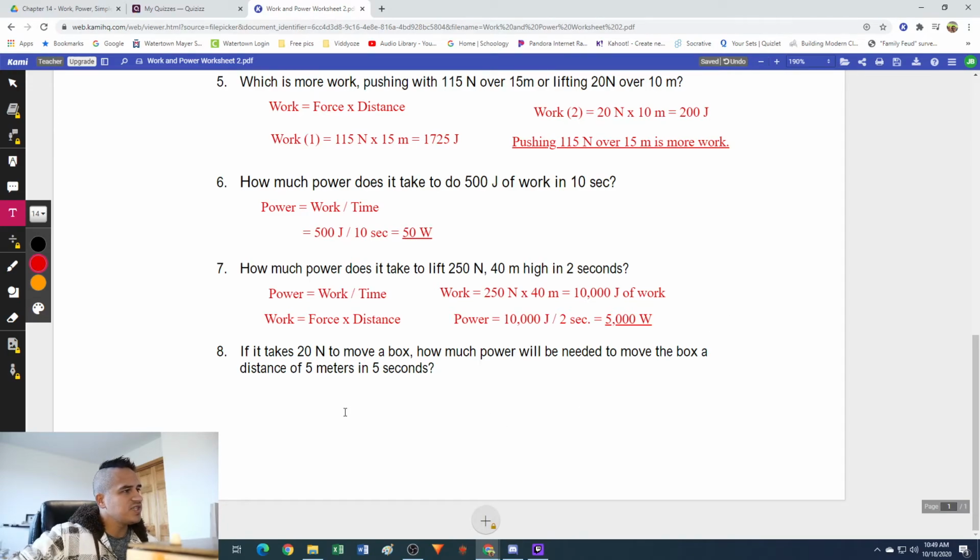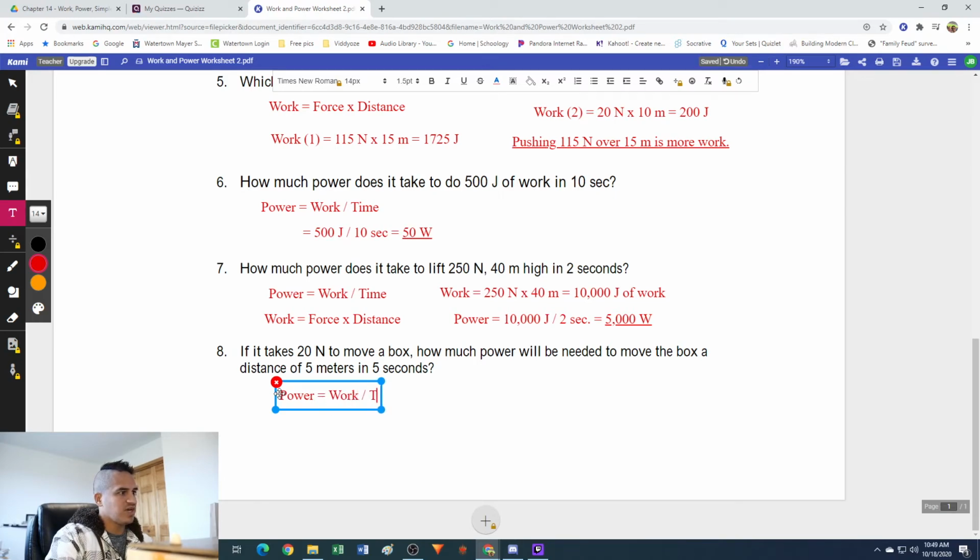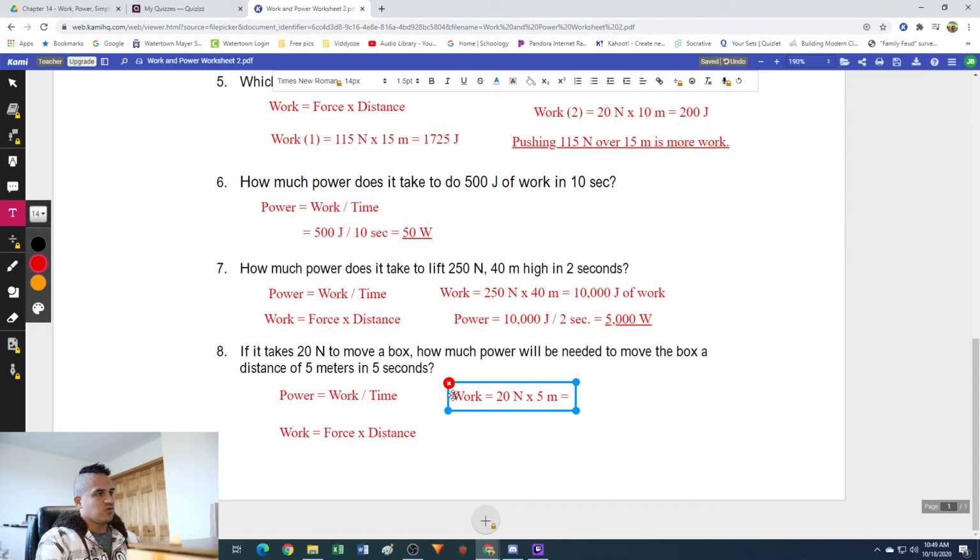Our last question, it says, if it takes 20 newtons to move a box, how much power will be needed to move the box a distance of 5 meters in 5 seconds? All right, so this is like the previous problem where we know that power is equal to work divided by time. They're not giving us work in this problem necessarily, but they are telling us a force and distance. So first we're going to have to calculate work, which is force times distance. And we know that our force is 20 newtons and our distance is 5 meters. Okay, so we're going to calculate work first, which is 20 times 5. So we are going to get 100 joules of work.